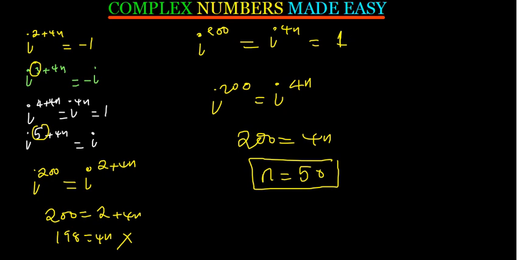Okay, we have expressed it in the form a plus ib. It's just that for this one we don't have the imaginary part. That is why you can only see the a, which is the 1. So that is how you are able to express this. Is this okay?